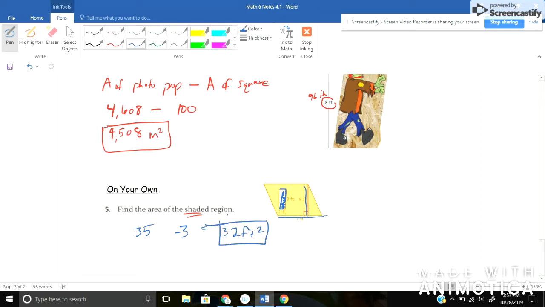Let me know if you have more questions on this section, guys. Again, area equals base times height is the most important thing you need to know for areas of parallelograms. We will see you next time.